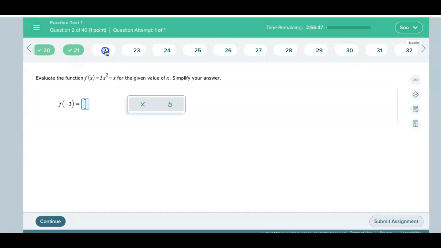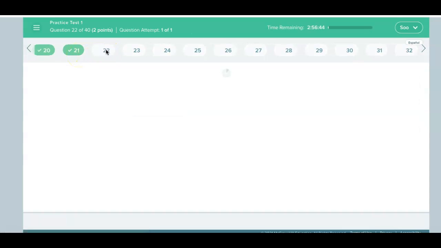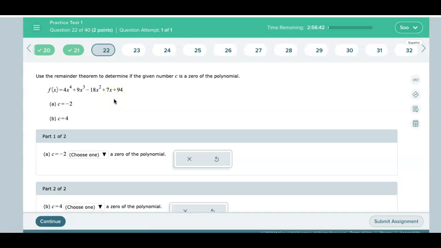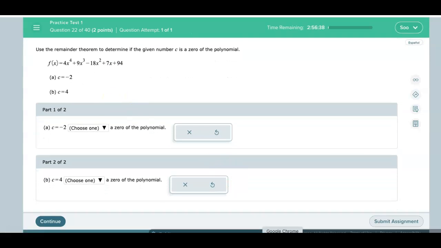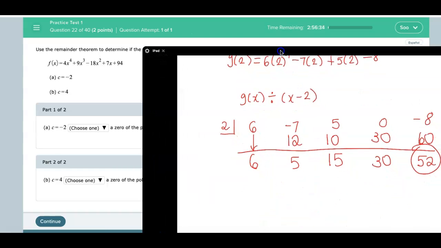This time I'm going to go over number 22. So 22 is asking, use the remainder theorem to determine if the given number c is a zero of a polynomial. If it's a zero, the remainder will come out to be zero. So let us see.